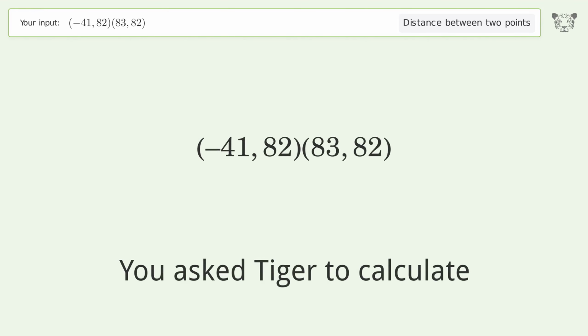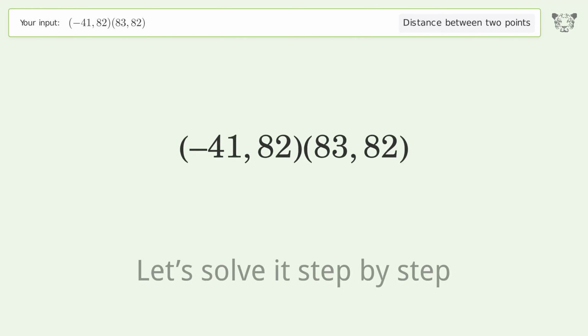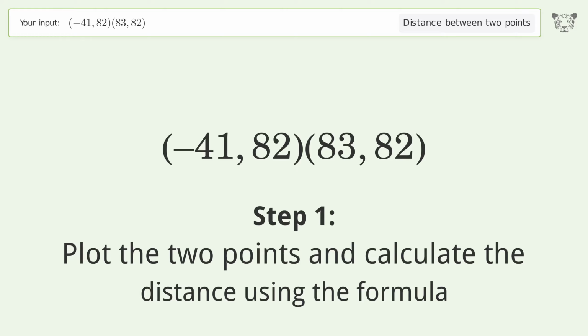You ask Tiger to calculate. This deals with the distance between 2 points. The distance between the 2 points is the square root of 15,376, or 124. Let's solve it step by step. Plot the 2 points and calculate the distance using the formula.